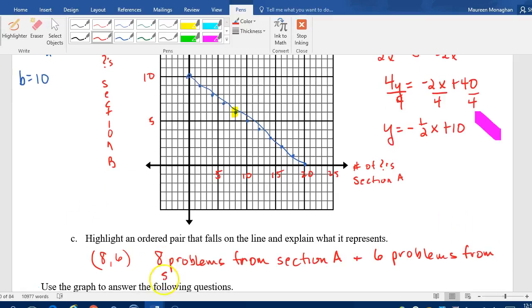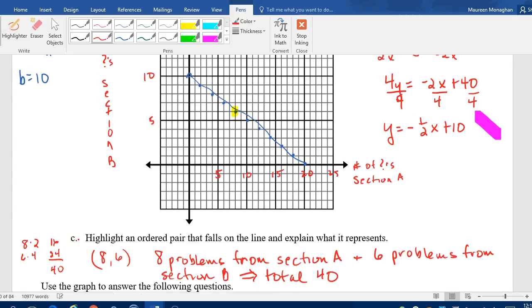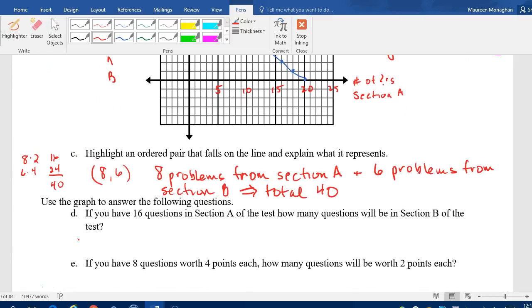And this will total 40 points. Because if we take 8 times 2, because these are each 2 points, and 6 times 4, that's 16 and 24, that totals 40 points. It works. Okay, now we're going to use the graph to answer the following questions.